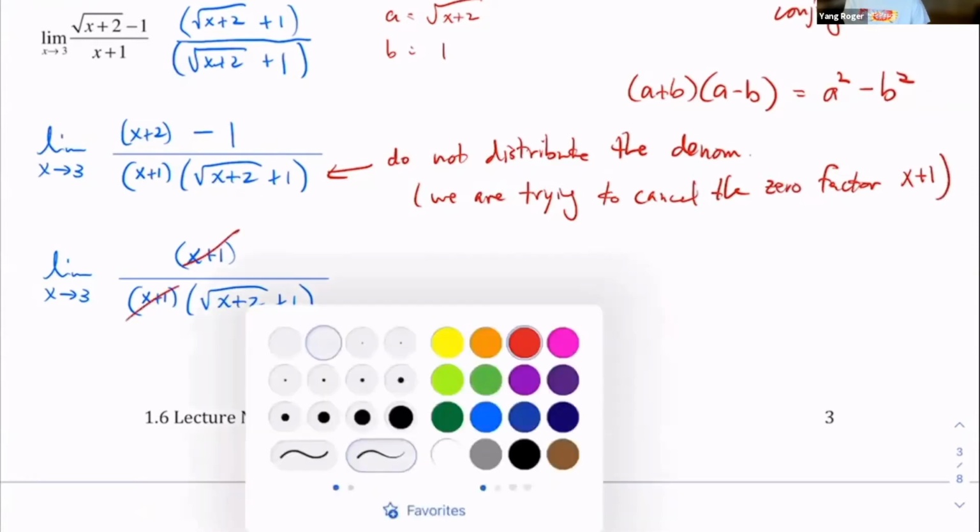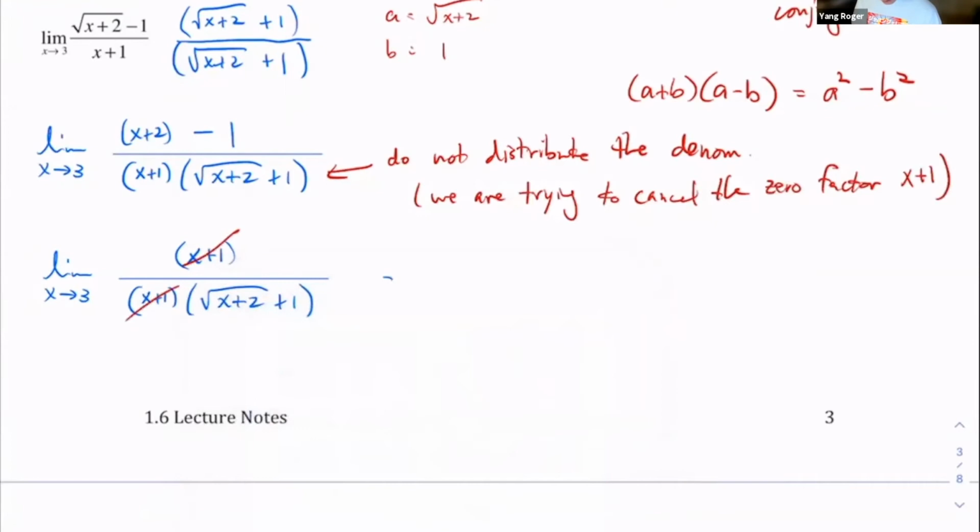So then what do I get? I end up with the limit as x goes to 3. Really, I would have just plugged it in on the previous step, but since I have this room here, let me just write it. And then what do I get there? 1 in the numerator. You get square root of 5 plus 1 in the denominator. And that's going to be our final answer.